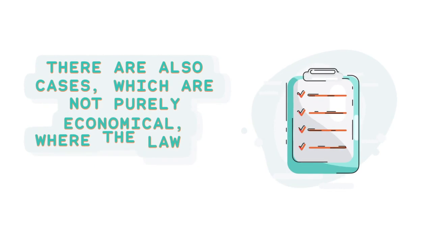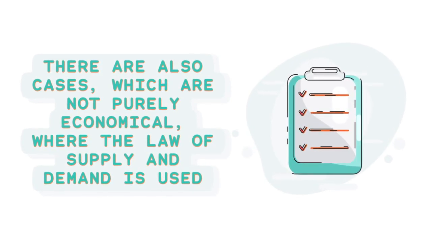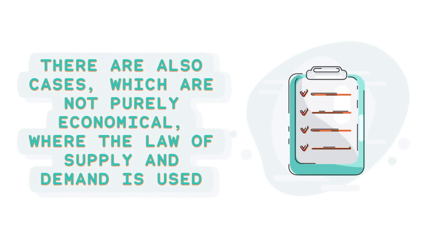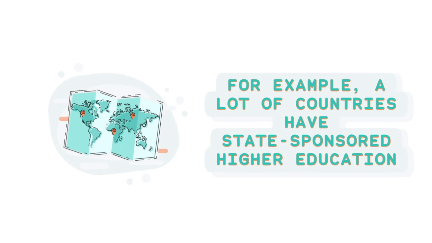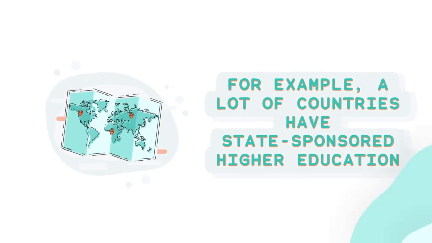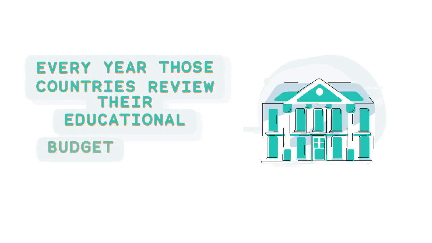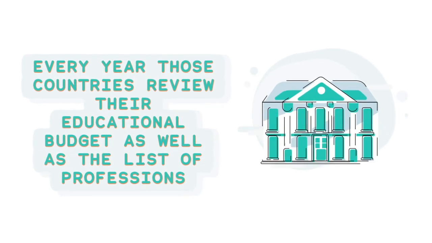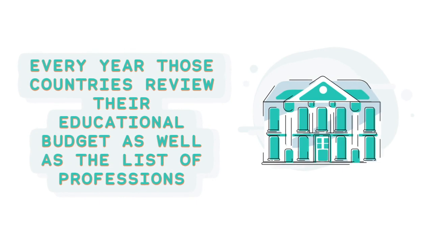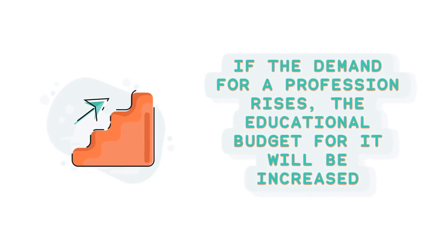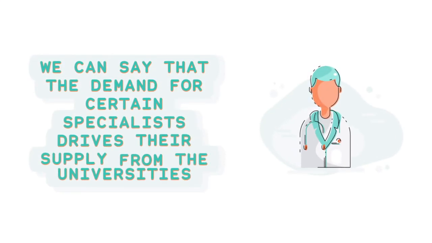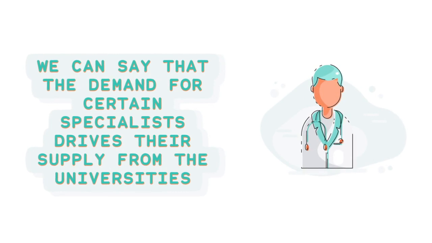There are also cases, which are not purely economical, where the law of supply and demand is used. For example, a lot of countries have state-sponsored higher education. Every year those countries review their educational budget as well as the list of professions. If the demand for a profession rises, the educational budget for it will be increased. We can say that the demand for certain specialists drives their supply from the universities.